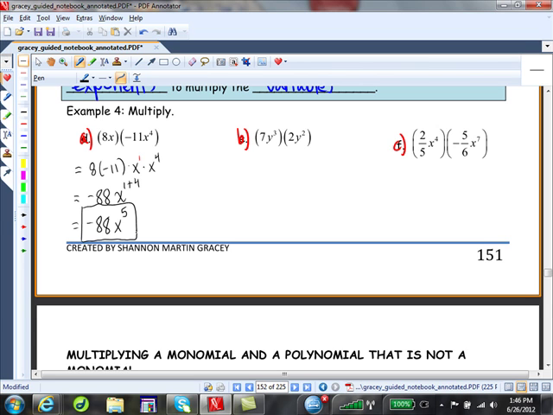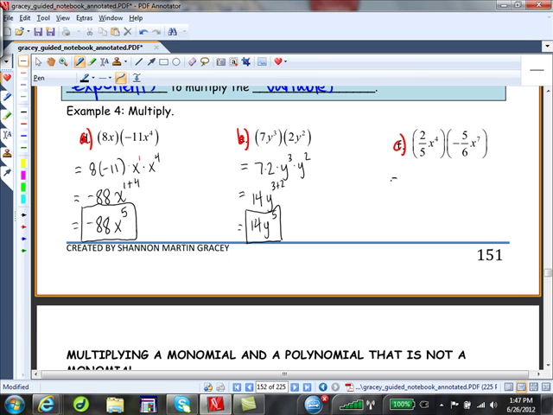All right, you guys try the next two and see how you do. Pause the movie and try the next two. All right, let's see how you did. This next one will be, we'll have 7 times 2 times y cubed times y squared. 7 times 2 is 14. Then we'll have y to the 3 plus 2, 14y to the 5th. We doing okay? Awesome.